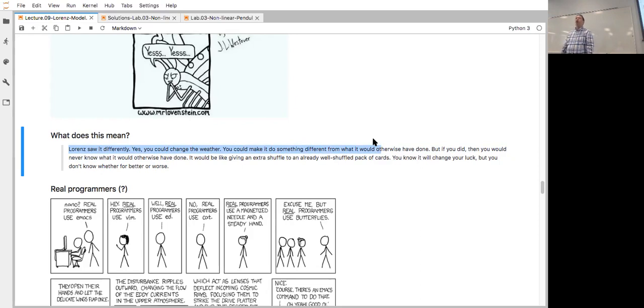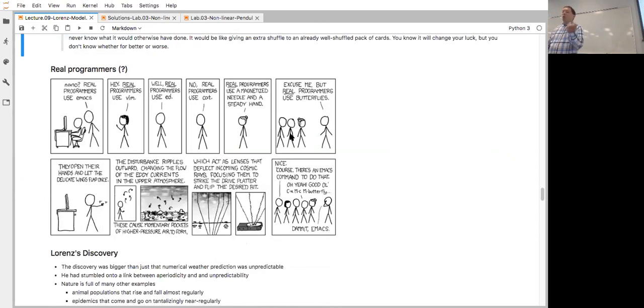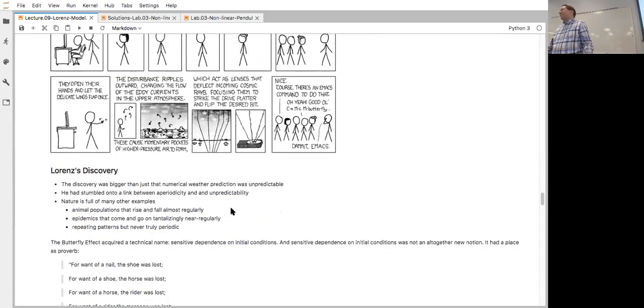Real programmers use butterflies. They open up their hands and let the delicate wings flap once. And that disturbance ripples out into the clouds, displacing the flow of the eddy currents up in the atmosphere. And that causes momentary pockets of high pressure, which acts as a lens, which deflects the incoming cosmic rays to flip the bits of the computer. Oh, nice. Well, you know, there's an Emacs command to do this, and this is a joke about Emacs. Oh yeah, good old Control-X, Meta-C, Meta butterfly. Damn it, Xmas. Doesn't matter. I like the comic. It's a computer thing.